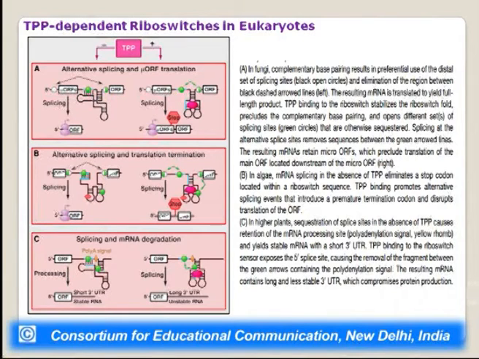Another mechanism is found in algae in which the mRNA splicing in the absence of TPP eliminates a stop codon located within a riboswitch sequence. TPP binding, however, promotes again an alternative splicing event that introduces a premature termination codon and disrupts the translation of the ORF as it is shown.